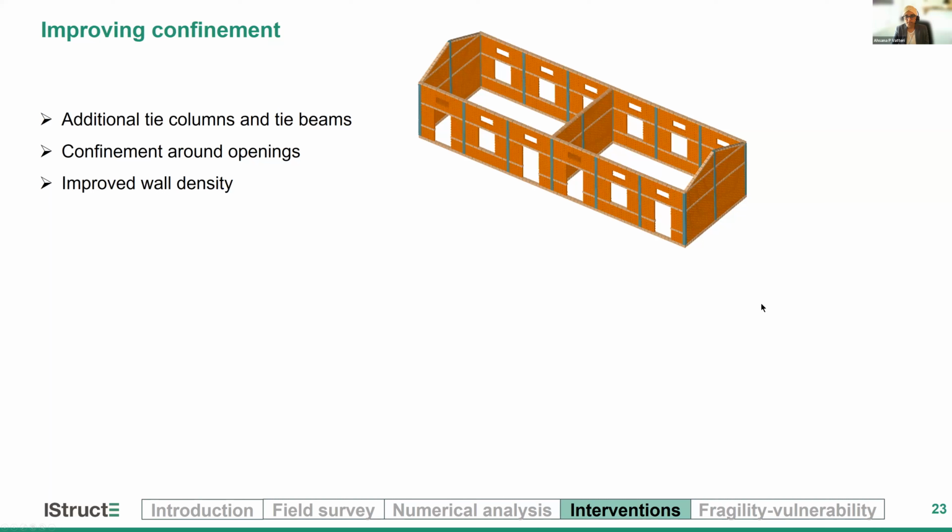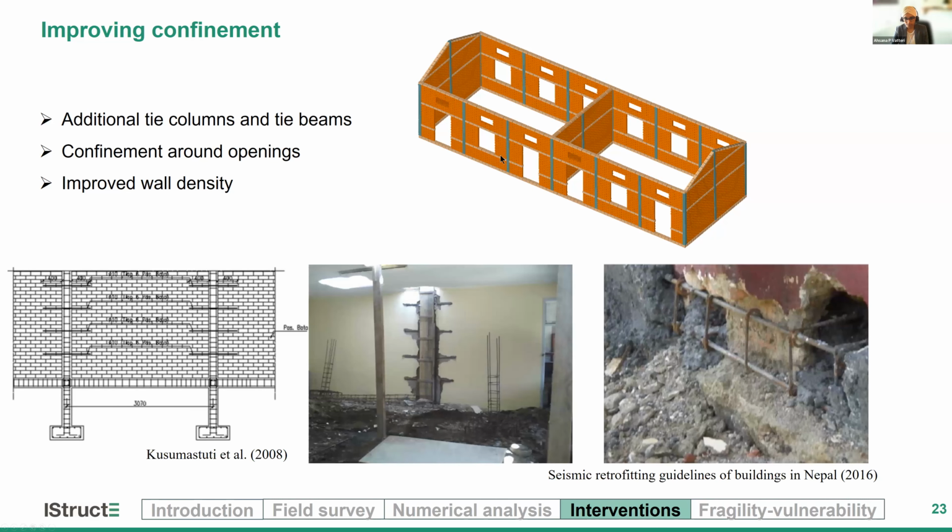Now, coming to the next intervention strategy, which is to improve the confinement. So here we have added additional confinement at the roof level and at the sill level. So we call this building a medium design level. And here we have confinement around openings because of the sill band, at least partial confinement. And in practice, this is done, as you can see here in these figures, these additional columns with some dowel connections to the masonry can be inserted in an existing building. And similarly, the tie beams, as you can see on the figure on the right.